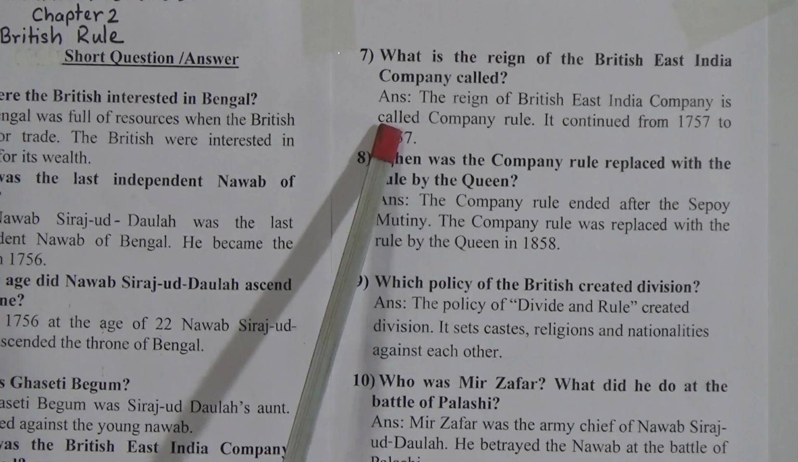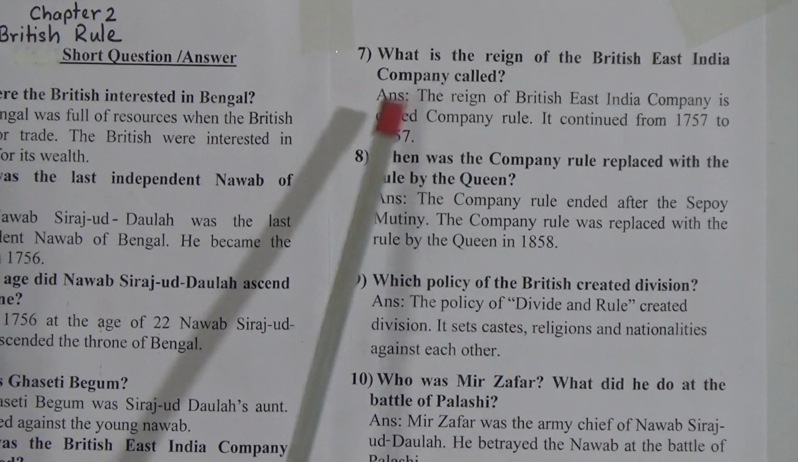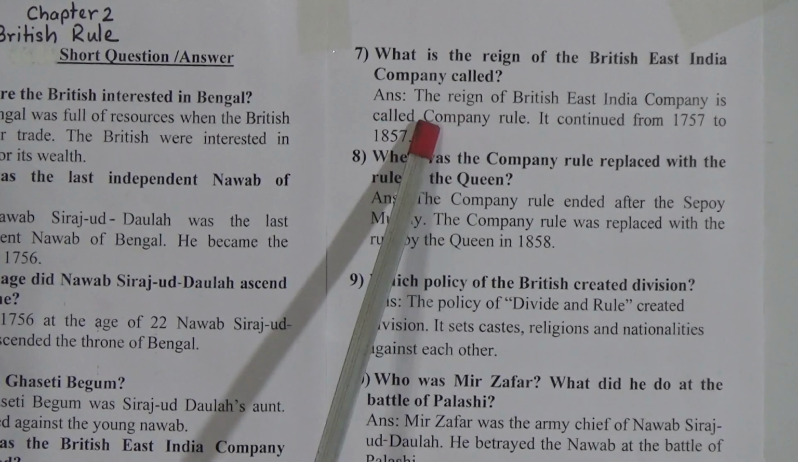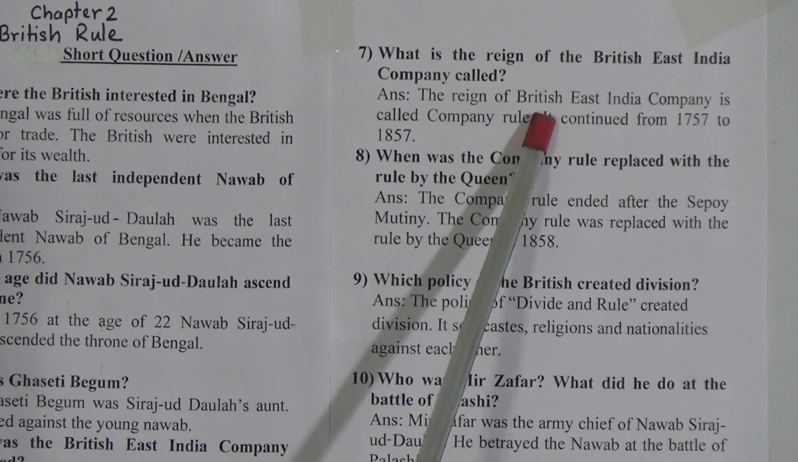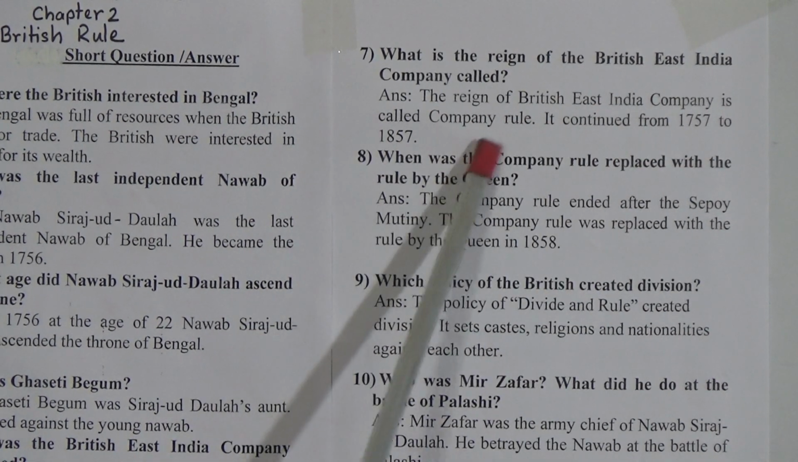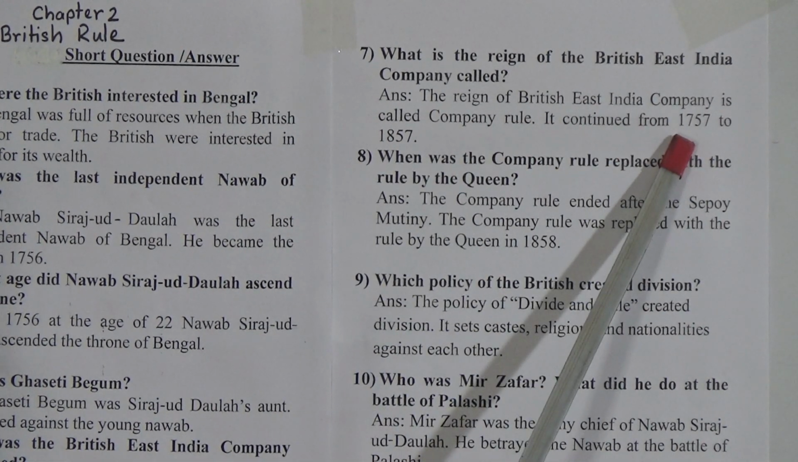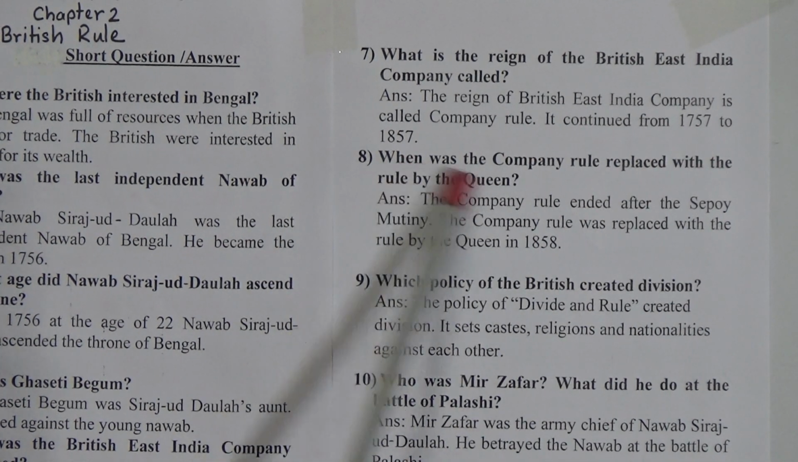Now number 7, what is the reign of the British East India Company called? And our answer is what? We all know that it is company rule. Now look, the answer is, the reign of the British East India Company is called company rule. It continued from 1757 to 1857.